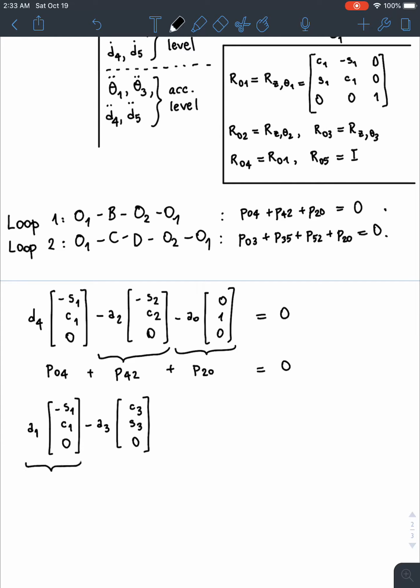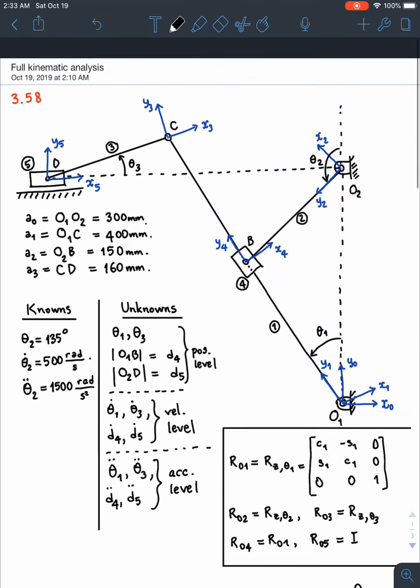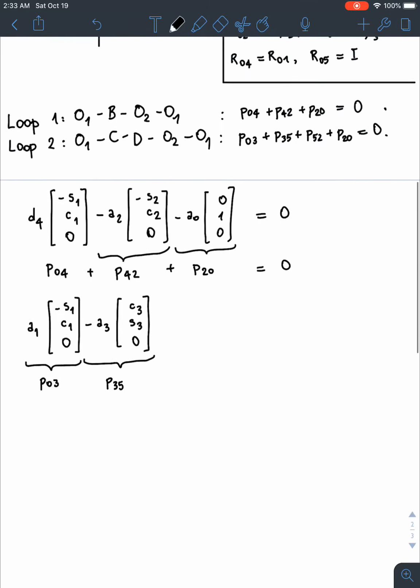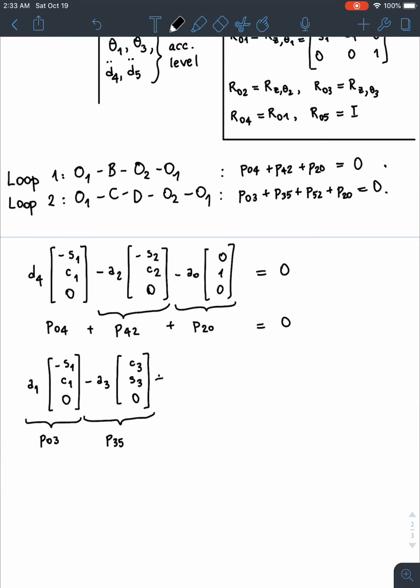So again, let me record these. This is P03. This whole thing here is P35. The vector from 5 to 2, the origin of the fifth frame to the origin of the second frame, has a distance d5. That's what we just assigned. The distance is d5, and it is in the positive x0 direction. So we have to write here plus d5, 0, 0.